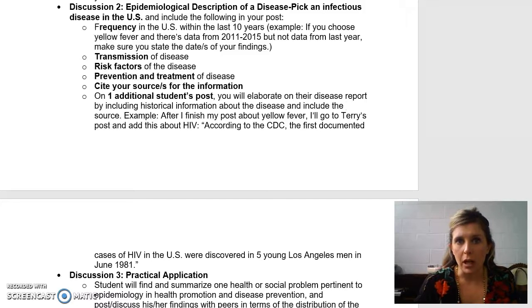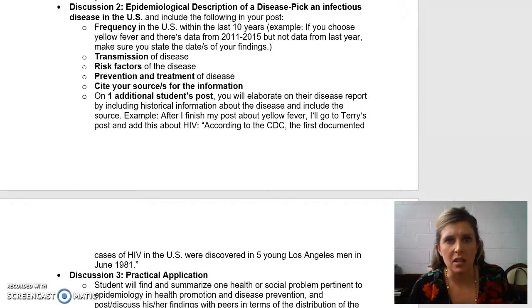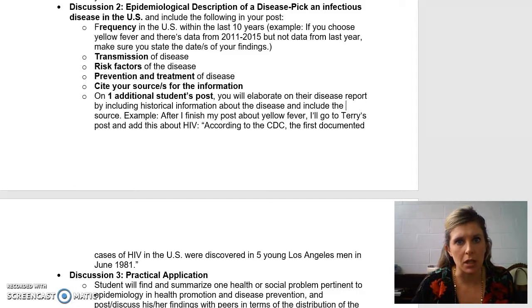Sometimes you'll only be able to find data from 2011 to say 2015, and that's the most current data on this. Sometimes you'll be able to find it for last year. I want you to make sure you include the number of cases that this disease appeared. I also want you to discuss the transmission of the disease.